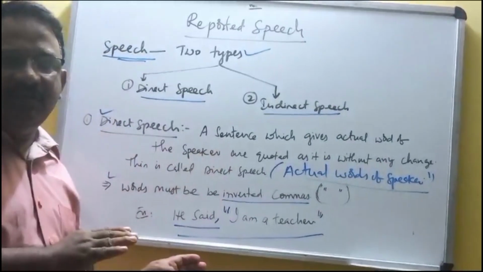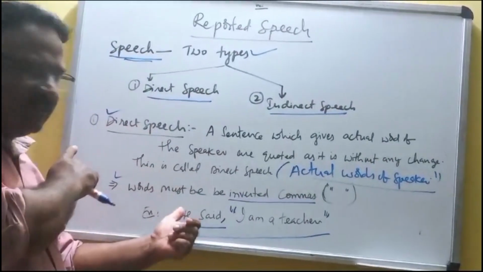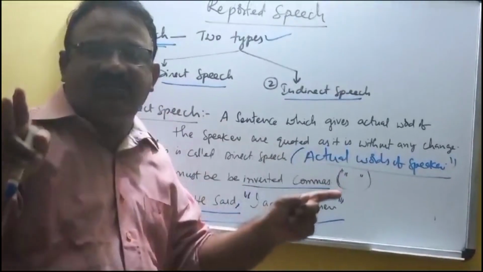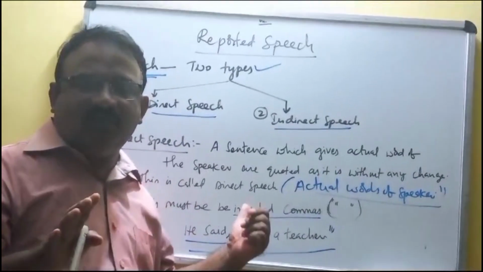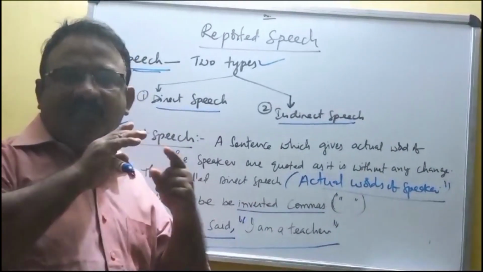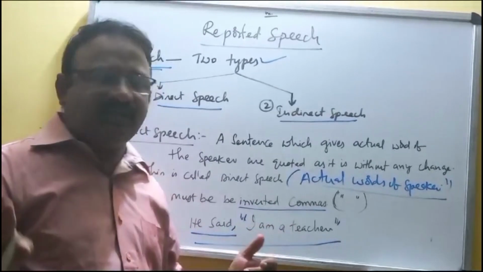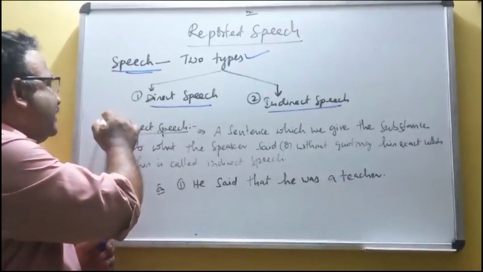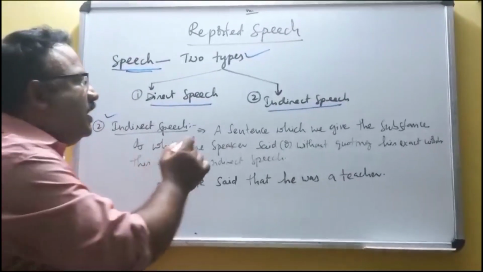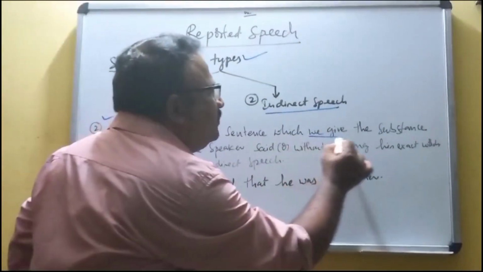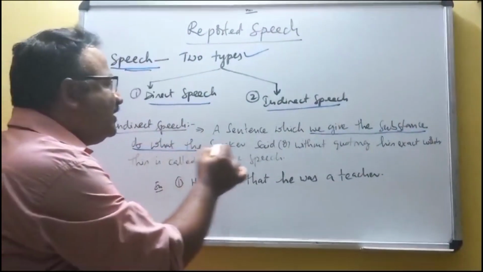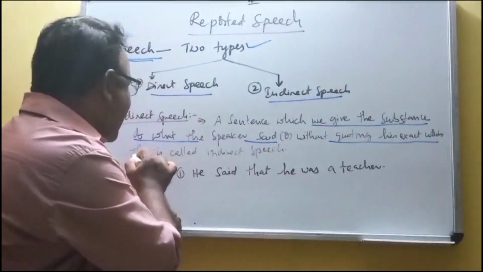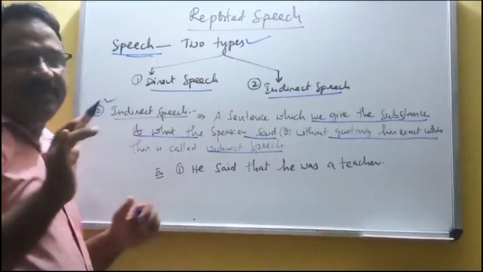So here the words of the speaker will not change anything. That is called direct speech. Now indirect speech. A sentence in which we give the substance of what the speaker said, without quoting his exact words. This is called indirect speech.